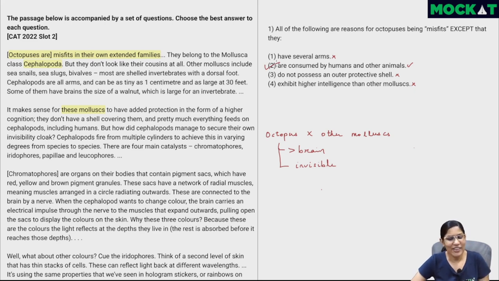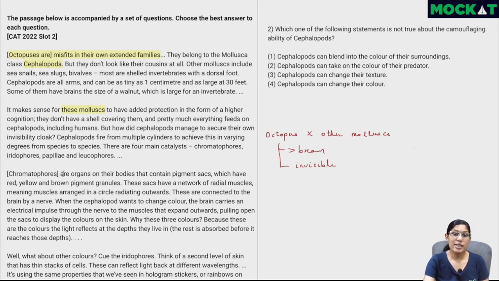If you're a little wary, you're not sure if you can solve it halfway, you can just solve it, mark the question for review, and just review it once you're done with the RC. But solving it in between will actually improve your accuracy and reduce the time taken. Now let's understand a little bit more about how octopuses become invisible.